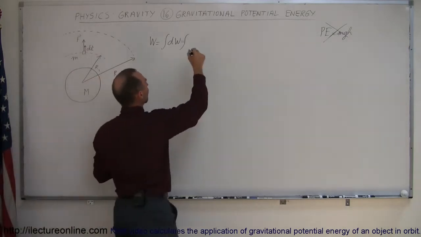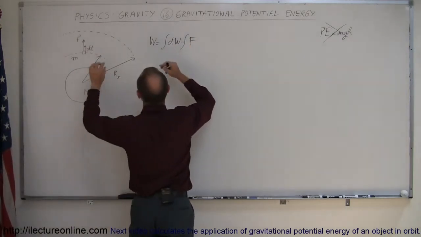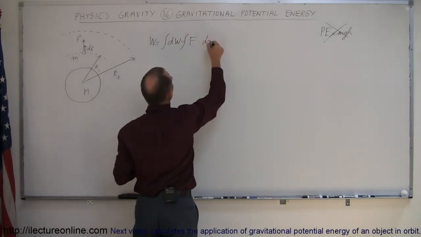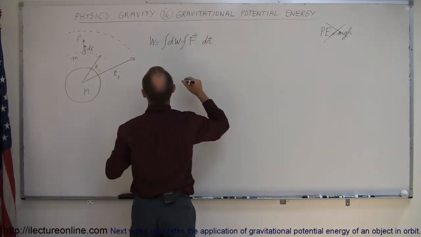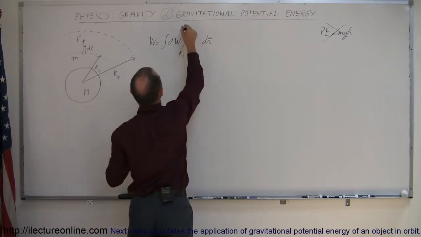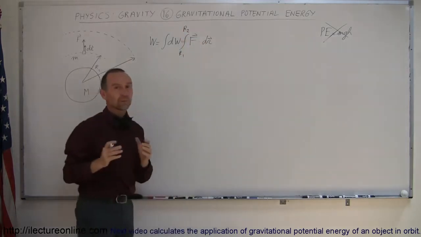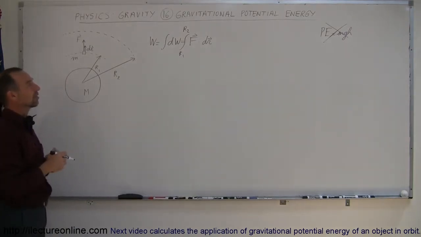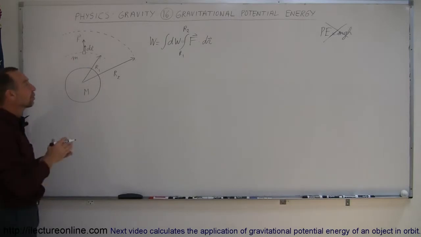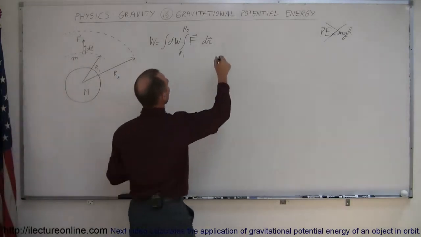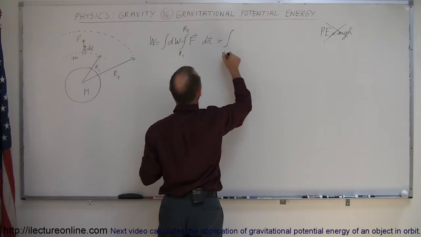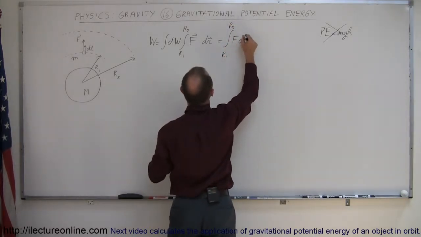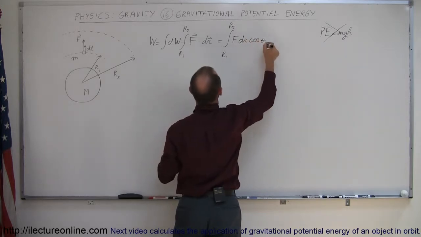So the work done, of course, is equal to force times distance, but to do a small amount of work over an infinitesimally small amount of distance is F dot dr. And of course, these are vectors, and we have to integrate that from r1 to r2. So we're moving something from radius 1 to radius 2, or orbit 1 to orbit 2. Now, F dot dr is F times dr times the cosine of the angle between them. So this is equal to the integral from r1 to r2 of the force required to lift it up times dr times the cosine of the angle between them.